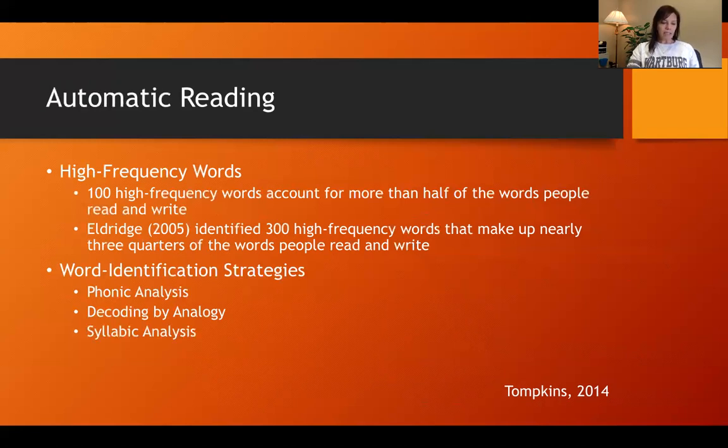Syllabic analysis is to divide longer words into syllables, only one vowel sound in each syllable, even though there may be more than one vowel letter. And morphemic analysis, which is locating the root word and then working on the prefixes, which is the beginning of a root word, and suffixes, which is the ending part of the word.